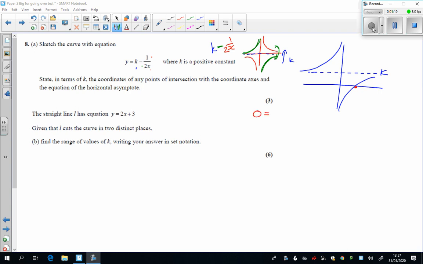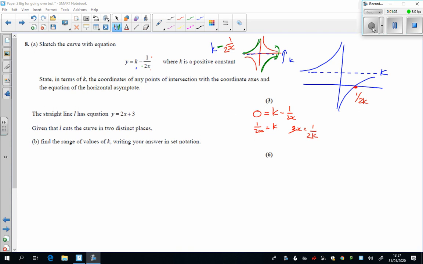So 0 is k minus 1 over 2x. 1 over 2x equals k. 2x equals 1 over k, divided by 2. So x is 1 over 2k there. And so there's part A done. There is the graph.